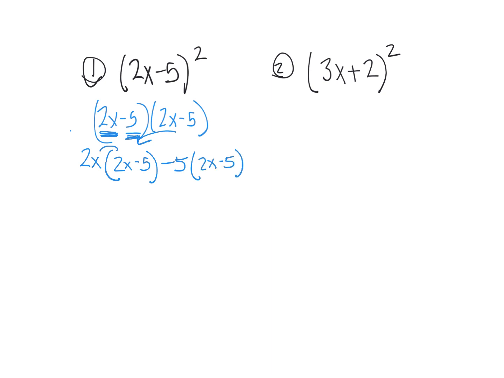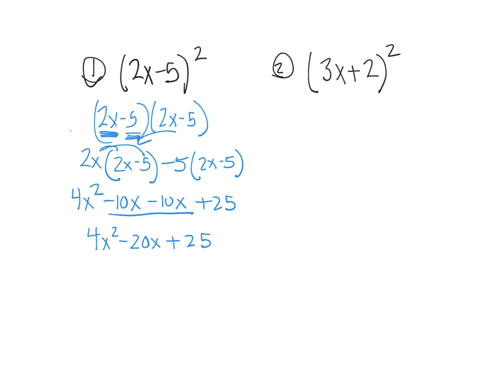And then I'm going to do distributive property here. So this is going to be 4x squared minus 10x plus 25. And then I need to combine like terms, because I see that these 2 are the same in there. And then I'm going to combine to get my answer.